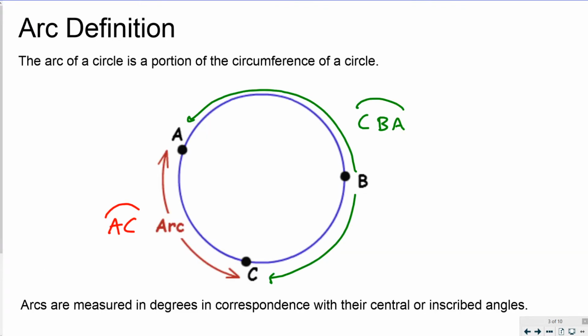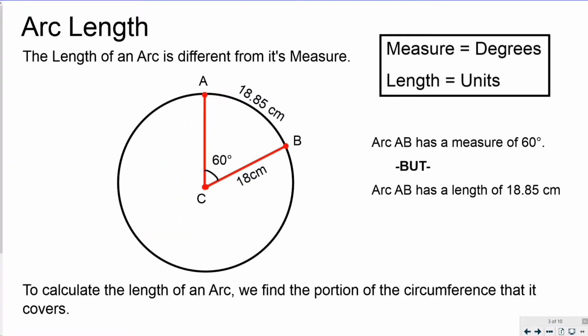Okay, so remember that the definition of an arc is a portion of the circumference of a circle. Arcs are measured in degrees in correspondence with their central or inscribed angles. So, if I were to draw lines from here to here to represent the central angle, we could put a degree measurement that is equivalent to that central angle. What we're going to be discussing now is how we translate those degrees into real life measurements. We do that by using arc length.